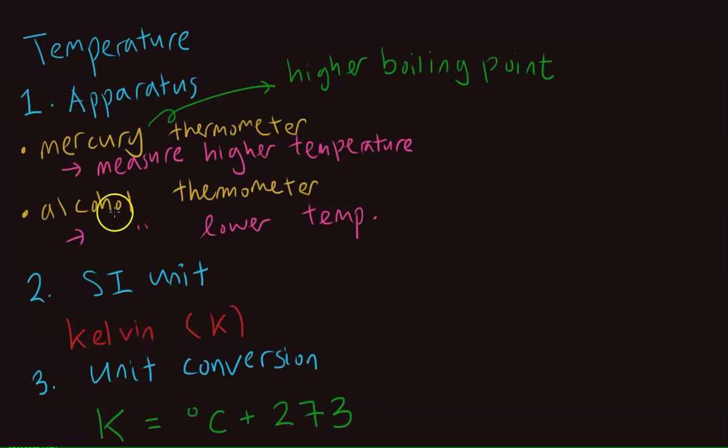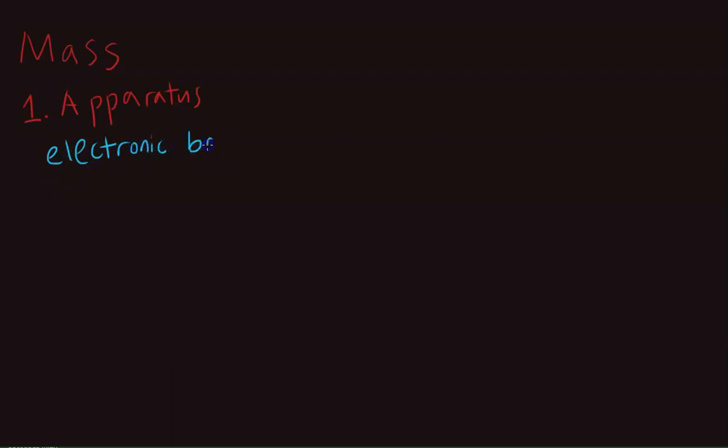Let's move on to mass. Third one will be mass. For mass, let's unpack it in the same three ways. The first one will be apparatus. There are two things to use here. First one will be electronic balance. Second one would be a beam balance.